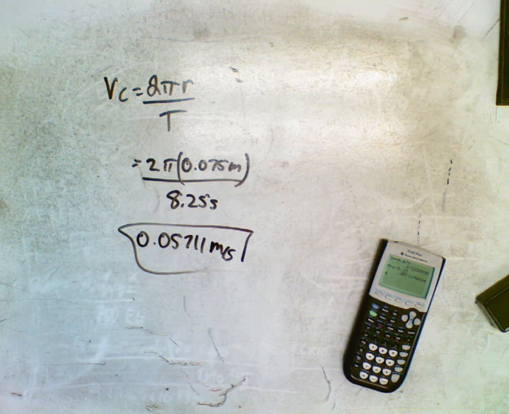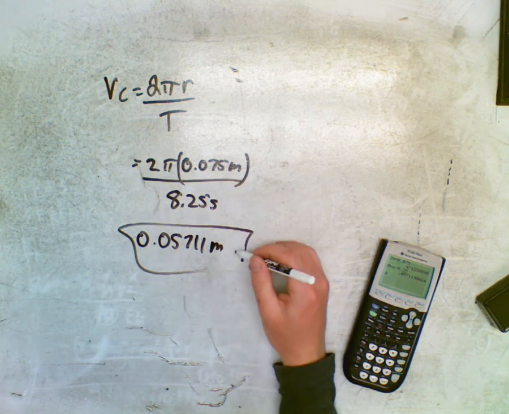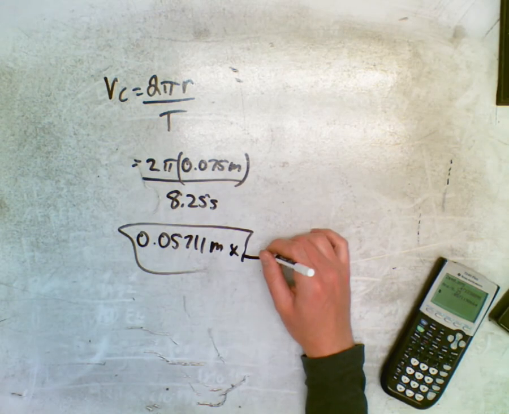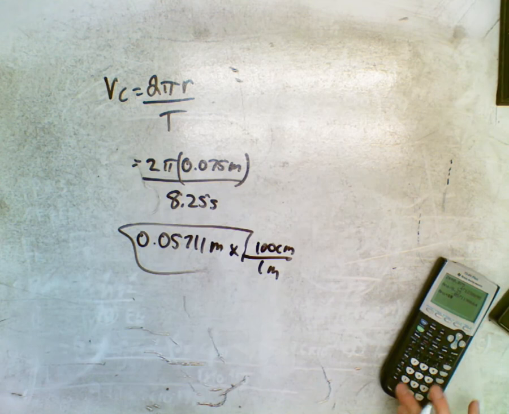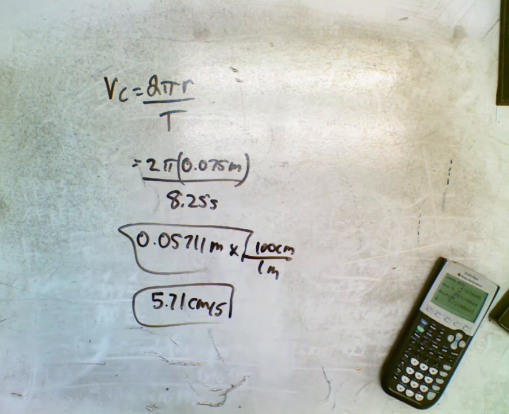I didn't realize it was in centimeters per second. Oops. So that's in meters per second. So I shouldn't have switched that over. But there's 100 centimeters in 1 meter, so I multiply it by 100, and I get 5.71 centimeters per second. There we go. So I end up getting A as the correct answer.